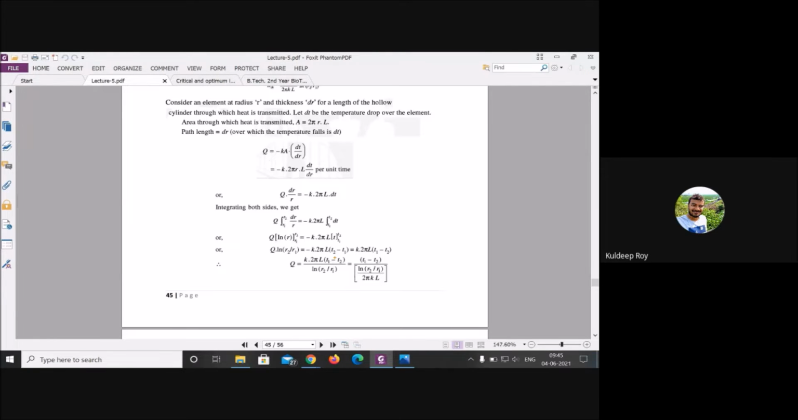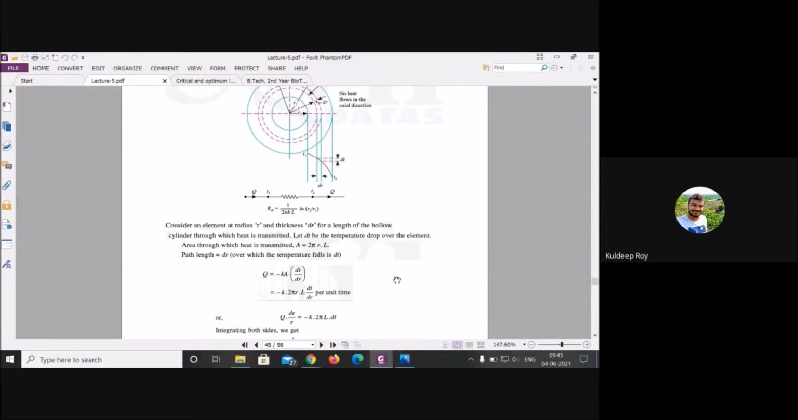And what is the value of resistance? Temperature difference delta T divided by the sum of resistances. I think we have discussed this formula earlier as well. This is analogous to your electric circuit. So you have got this expression for the R value, just keep in mind: ln(R2 by R1) divided by 2 pi KL.